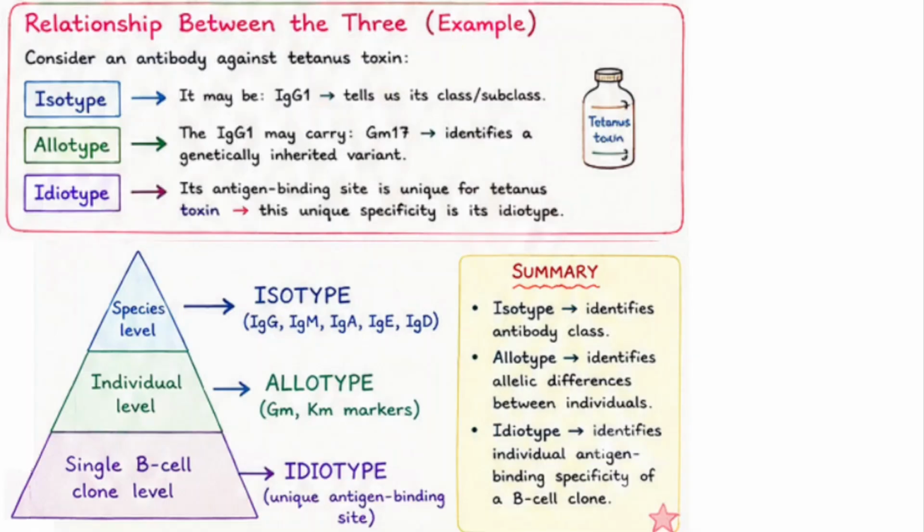Now, how can we summarize this concept of isotype, allotype and idiotype? Isotype tells us the class or subclass of the antibody, whether it is IgM, IgG, IgA, IgD. Now, allotype, for example, we take an antibody IgG1. This allotype will tell us about the specific variation within the species. For example, it is of GM17 allotype. So, it determines the genetically inherited variant of a specific isotype. Talking about idiotype, it will determine the antigen binding site, the paratope, the CDRs, and it will provide the unique specific identity to that antibody.